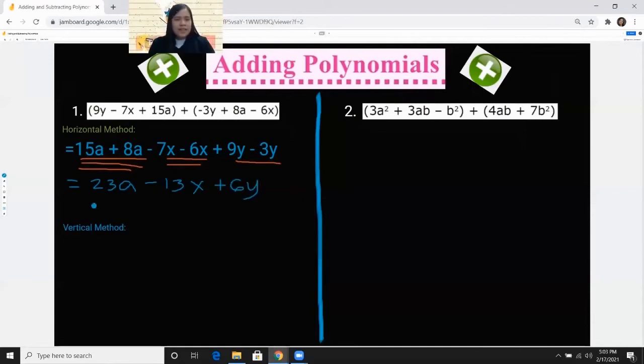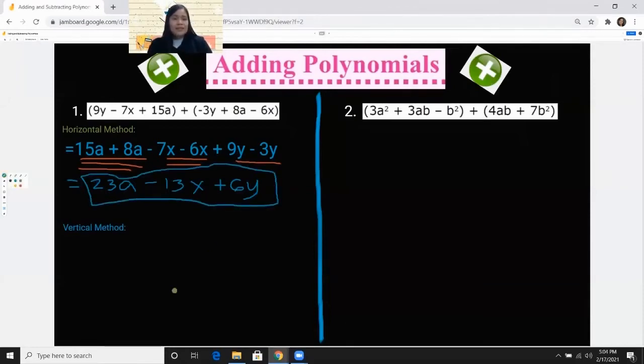See, it's just very easy and simple. I told you, adding and subtracting polynomials is very easy. Since we do not have like terms, because you cannot combine 23A, negative 13X and 6Y, this now will be the final answer.